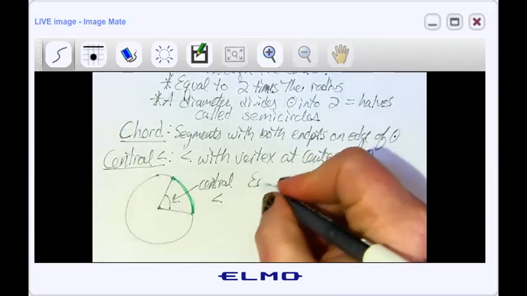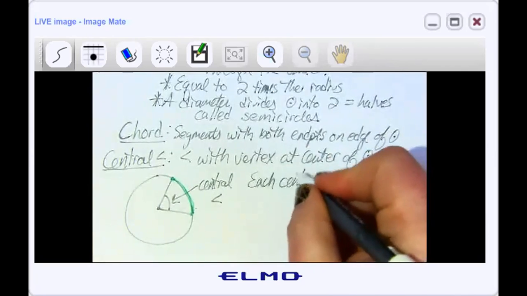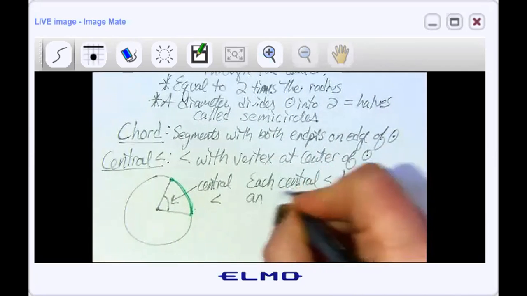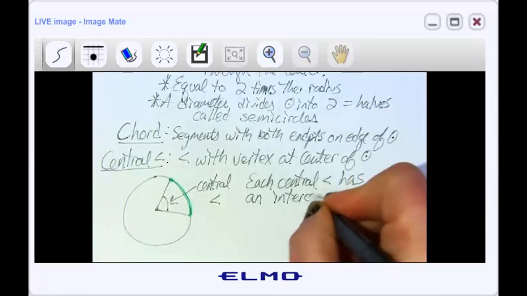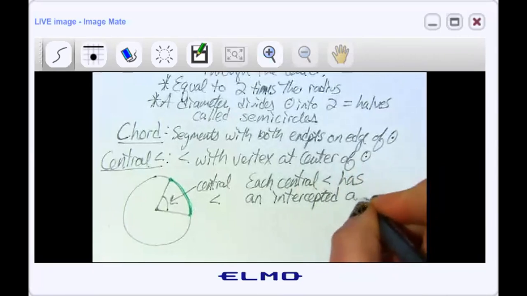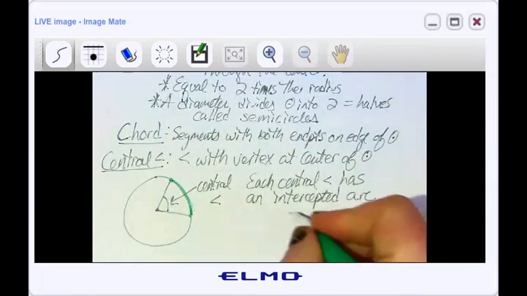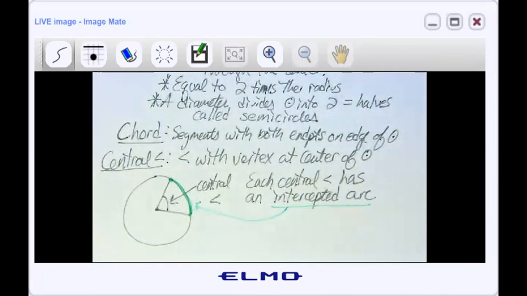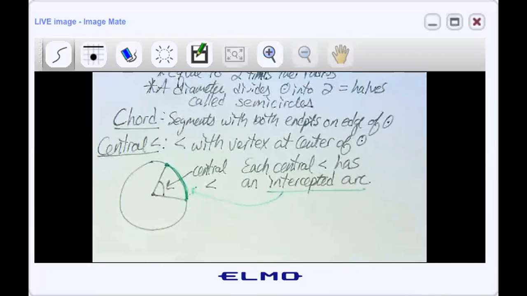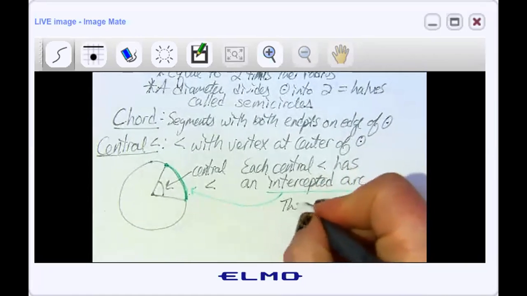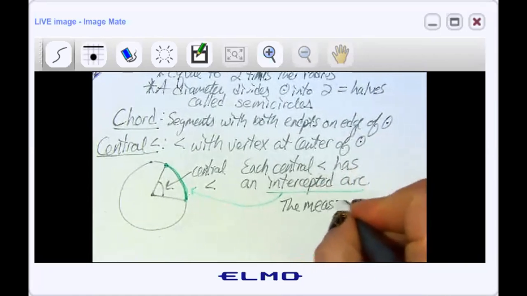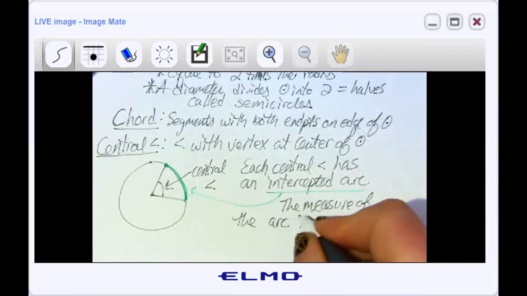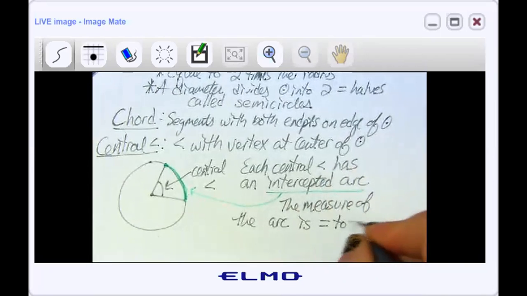Okay, so let's get this in words because this is important. Each central angle has an intercepted arc. The measure of the arc is equal to the angle.